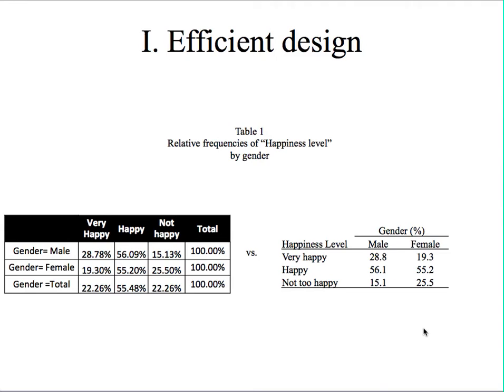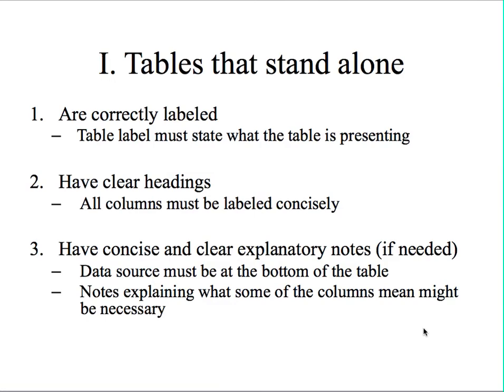by side. Now, let's look at the second principle of creating tables, and that is the table should stand alone, right? And tables that stand alone are correctly labeled, right? The label for that table, or the title, must state what the table is presenting. You have to know what the table is presenting by looking at the label, by looking at its title. And inside the table, columns should have clear headings, right? And all the labels must be labeled concisely and clearly. And tables should have explanatory notes if needed, right?